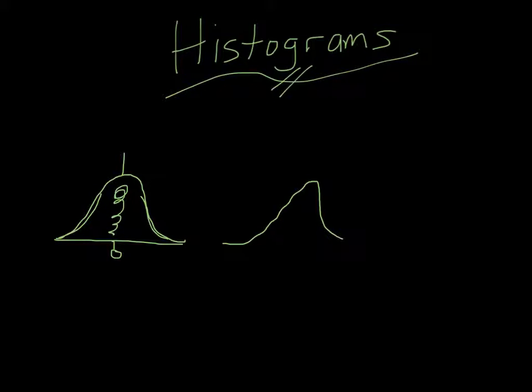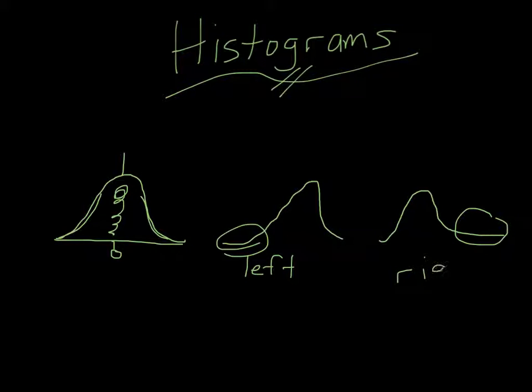Now, if you want to get a skewed graph, there's two different kinds. There's skewed to the left, which would be this one, where there's a lack of data on the left side, or there's skewed to the right, where there's a lot of data on the left, but on the right-hand side, there's a lack of data here. So that is skewed to the right.